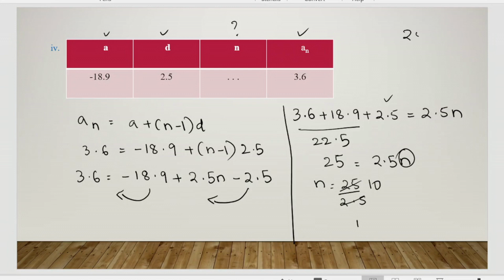So 25 divided by 2.5, right? If we want to remove the decimal here, it becomes 25 by 25 by 10. So this again becomes 25 into 10 by 25. We are sending this 10 to the numerator. So this is 25 ones, and you will remain with 10. Clear? So the N value which we have got is 10.